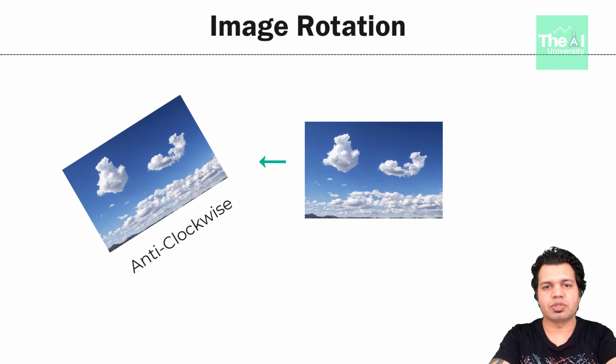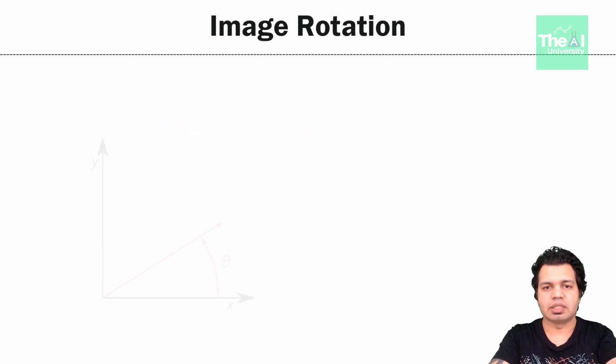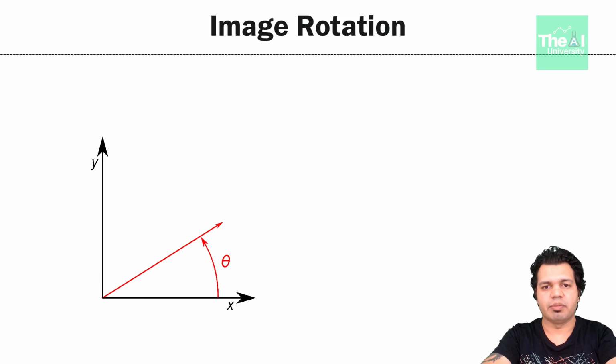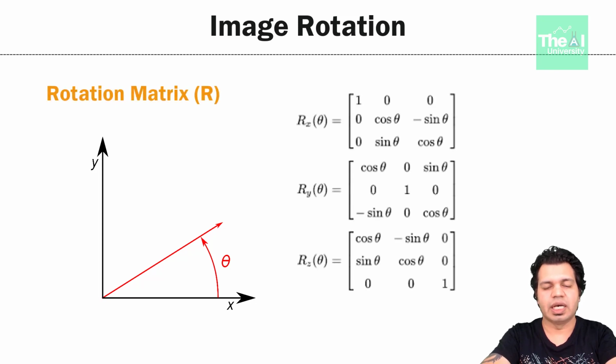Now there are two parameters required to rotate an image. Number one is the point about which you want to rotate the image. In our case, we rotated the image about the center, this point here. The second argument is the angle at which we want to rotate the image. In order to rotate an image, we make use of a matrix called the rotation matrix, which we can denote by R. Theta here is the angle of rotation.